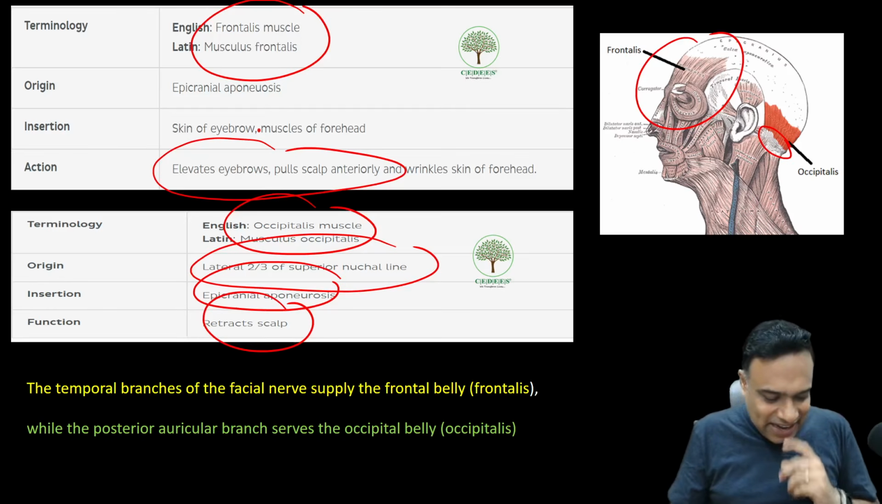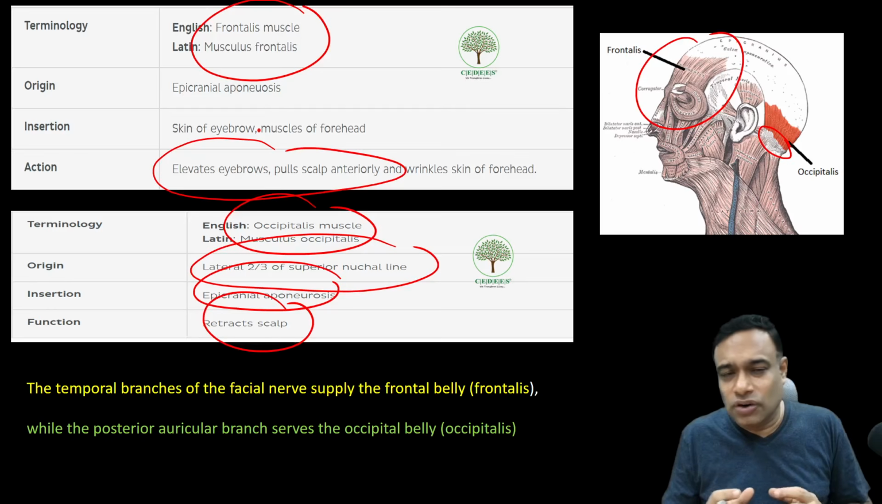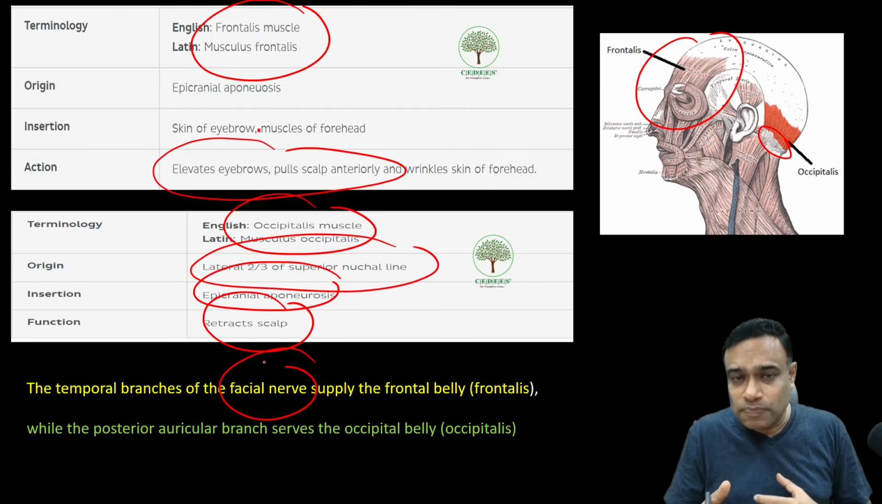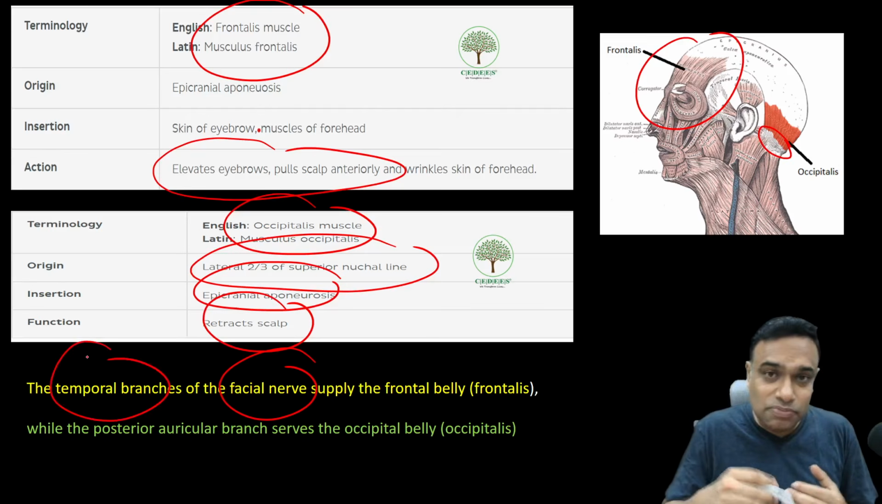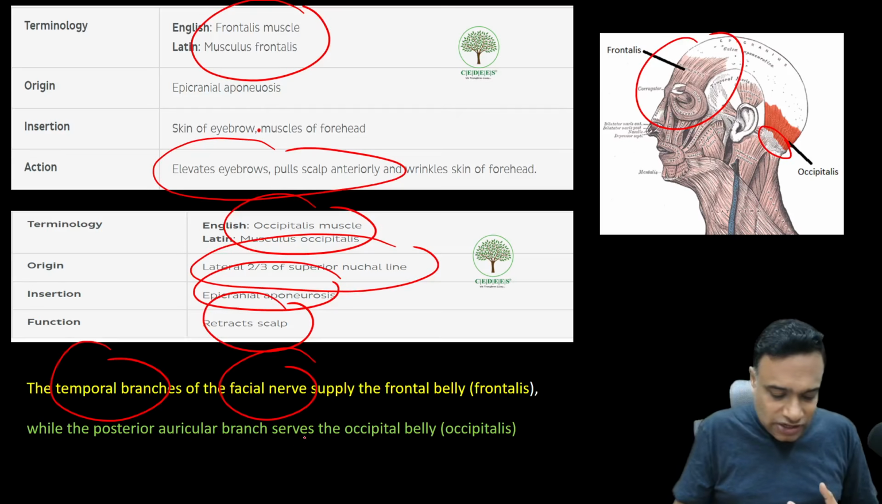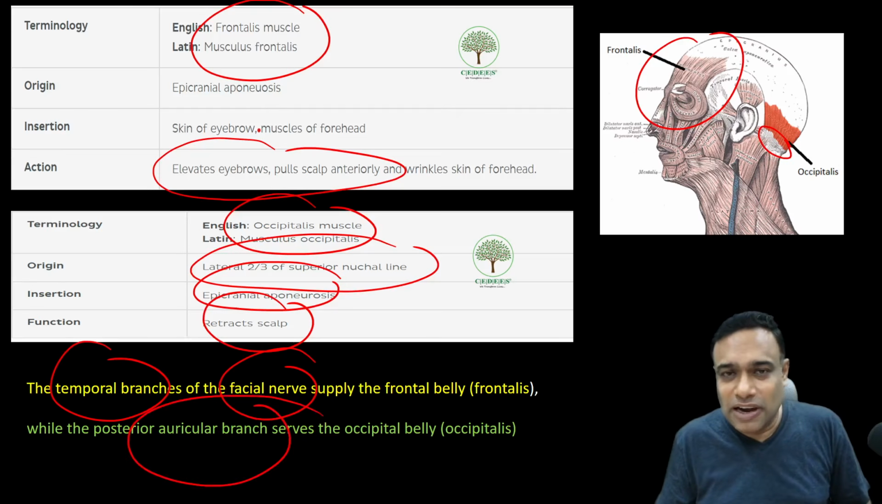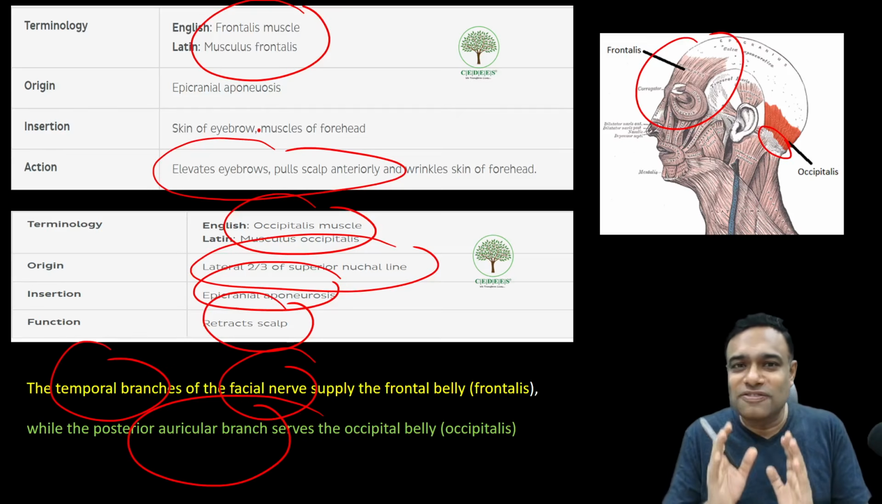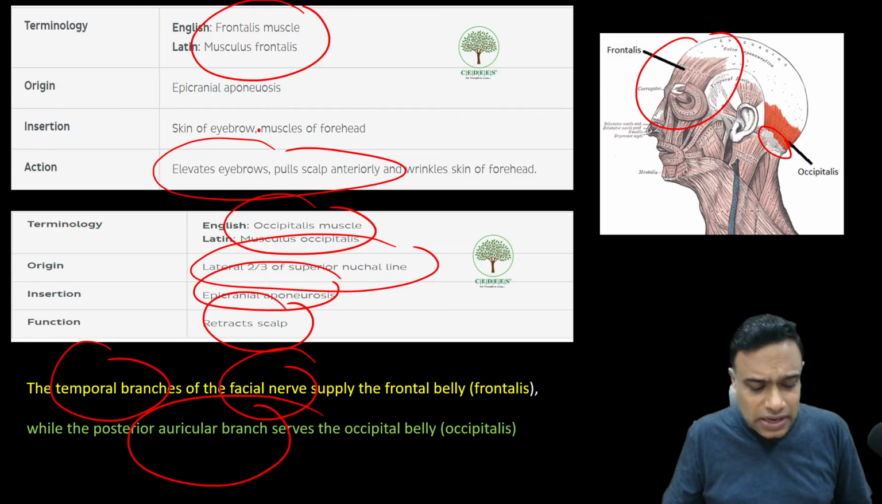Okay, right. And both of them, your occipitalis and frontalis, are supplied by the facial nerve. Frontalis is supplied by the temporal branch of facial nerve, whereas your occipitalis is supplied by your posterior auricular branch, again of the facial nerve. Okay, so I'm hoping that this is quite clear.